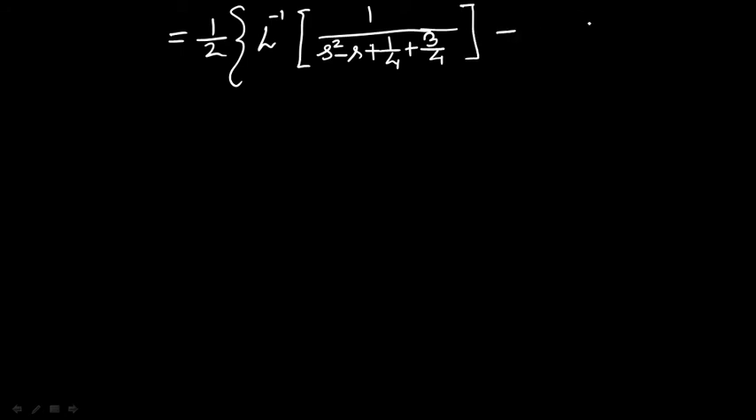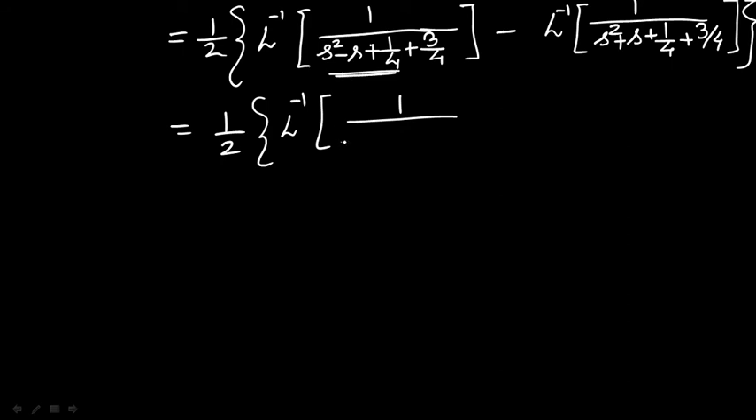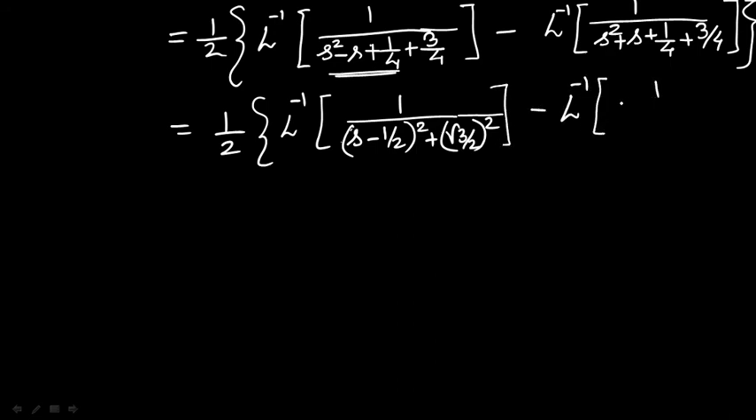This is the first term. Now the second term, the Laplace inverse of 1 upon s square plus s, again the third term is the same, 1 by 4 plus 3 by 4. Now 1 by 2 into the Laplace inverse of, we adjust this term by completing the square, therefore s minus 1 by 2 whole square plus root 3 by 2 whole square. This is the first term. Now the Laplace inverse of the second term is s plus 1 by 2 whole square plus root 3 by 2 whole square.